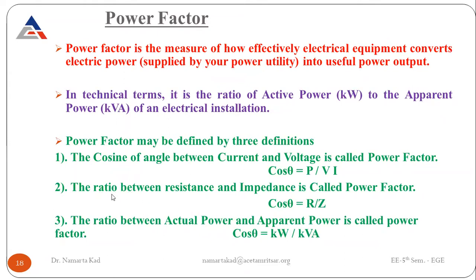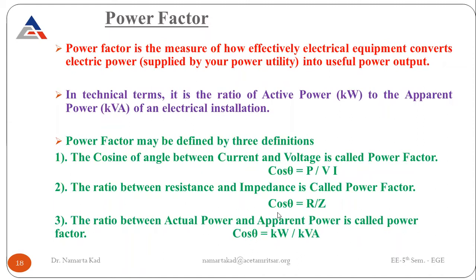Similarly, the next definition is that the ratio between the resistance and impedance is also called the power factor. If in a numerical the resistance and impedance are given for a circuit, it is very easy to calculate the power factor. It is R by Z. And the third definition is the ratio between the actual power, meaning active power, and the apparent power. This one is also the power factor.